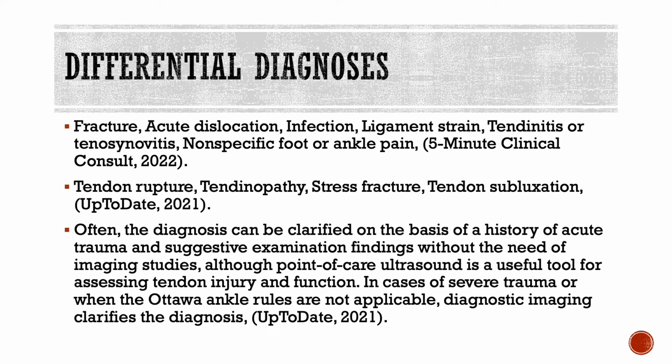Some differential diagnoses: fracture, acute dislocation, infection, ligament strain, tendinitis or tenosynovitis, nonspecific foot or ankle pain, tendon rupture, tendinopathy, stress fracture, tendon subluxation. Often diagnosis can be clarified on the basis of a history of acute trauma and suggestive examination findings without the need of imaging studies. Although point-of-care ultrasound is a useful tool for assessing tendon injury and function, in cases of severe trauma or when the Ottawa ankle rules are not applicable, diagnostic imaging clarifies the diagnoses.